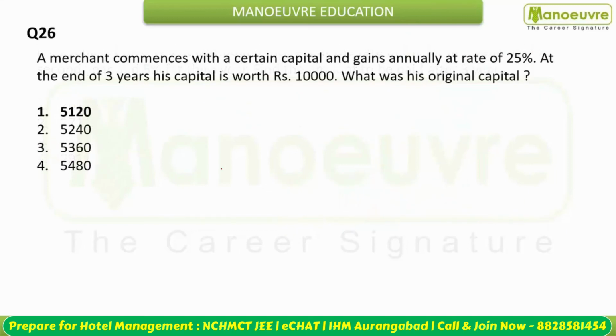Next, a merchant commences with a certain capital and gains annually at the rate of 25%. At the end of 3 years, his capital is worth 10,000. What was his original capital? That means every year annual gain is what? Annual gain is 25%, or you can say 1 by 4 fraction is his gain. That is, at every 4 rupees he earns 1 rupee.